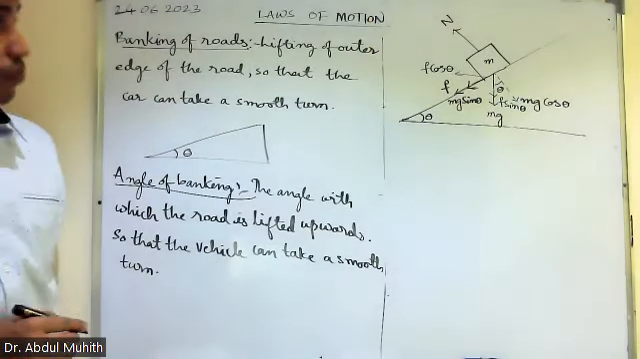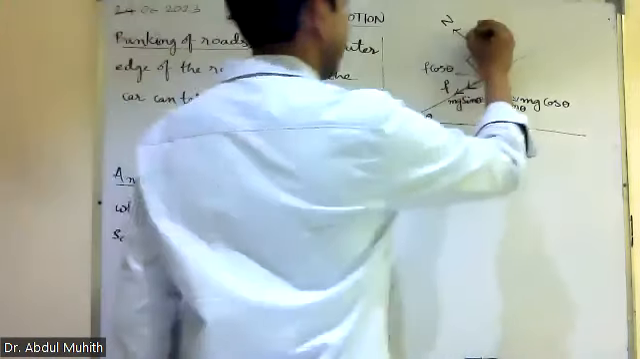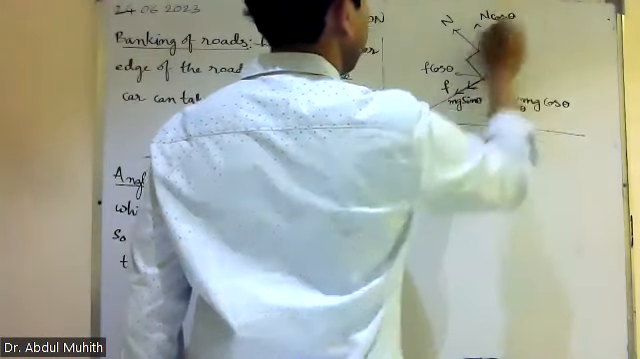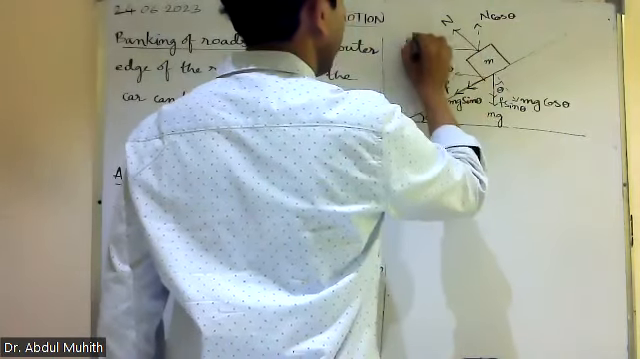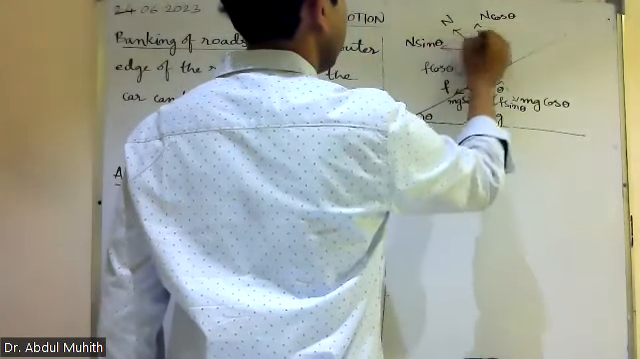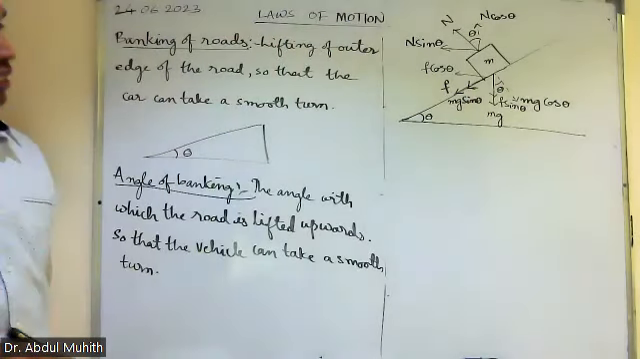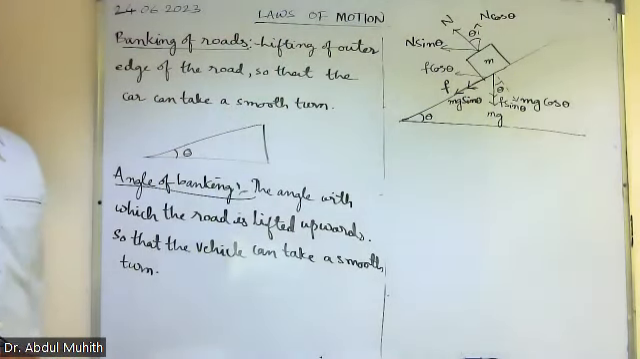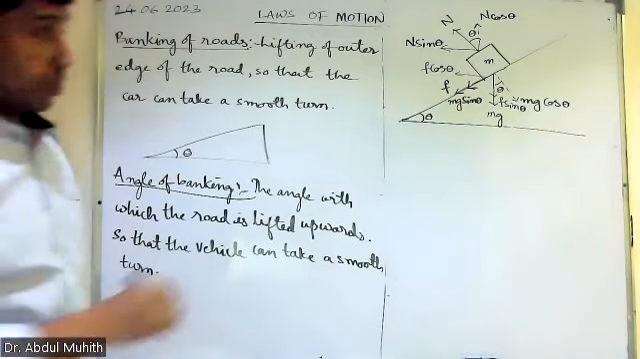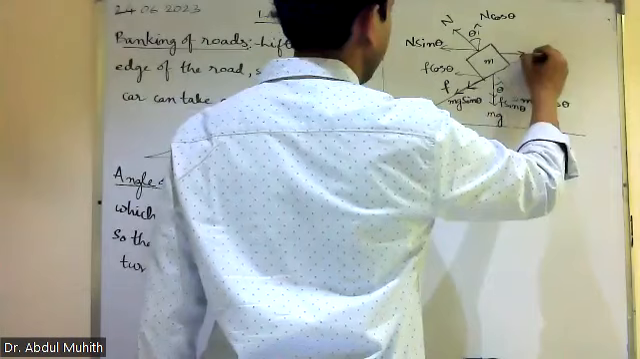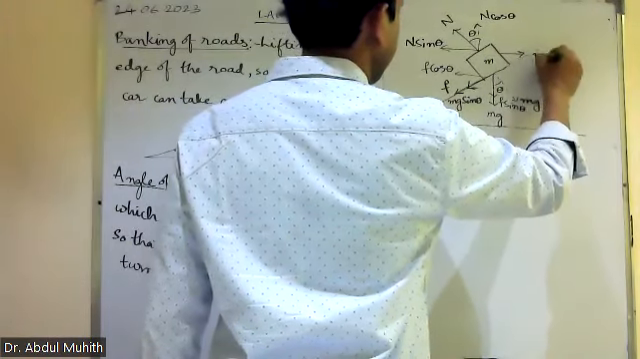Here we again have two components of the normal reaction: N cos theta and N sin theta. This is theta. And there is a centripetal force. So N sin theta and the centripetal force, or centrifugal force, which is outward, equal to mv square by r.